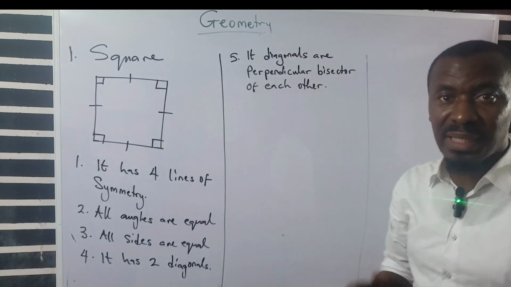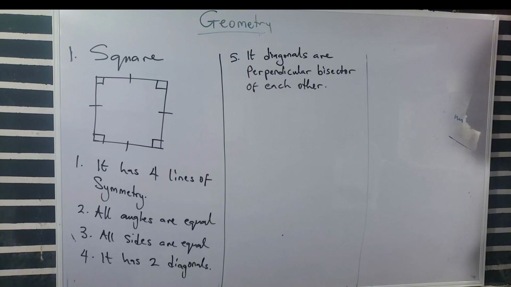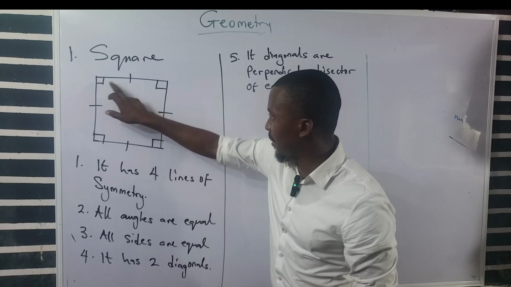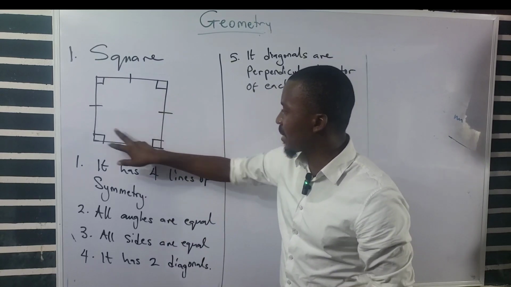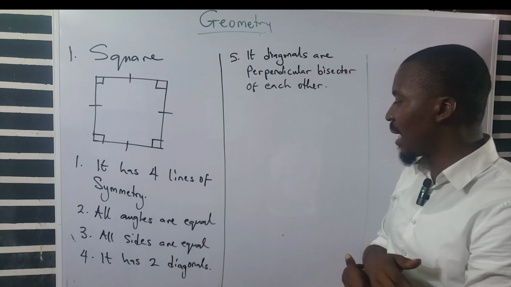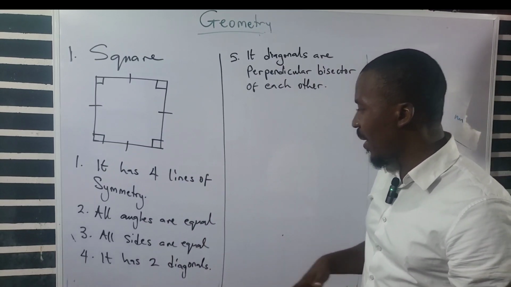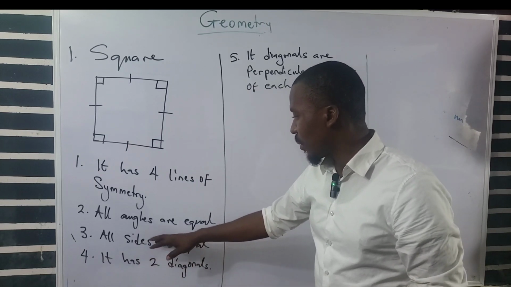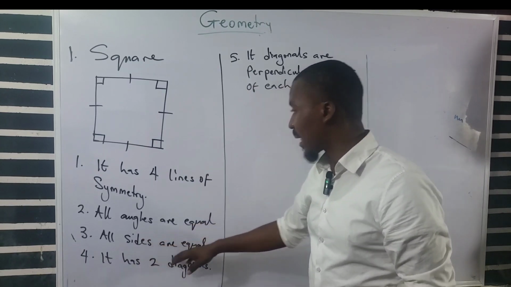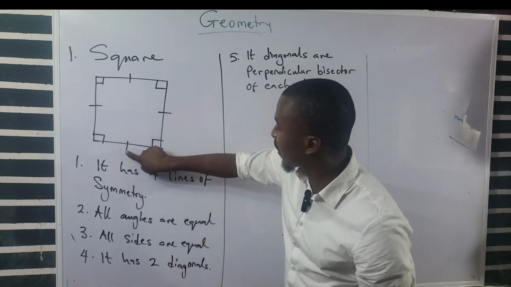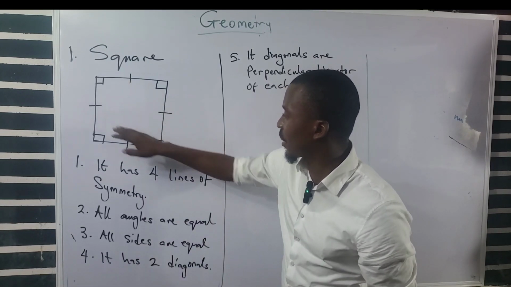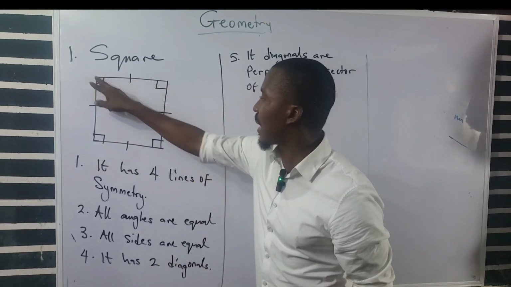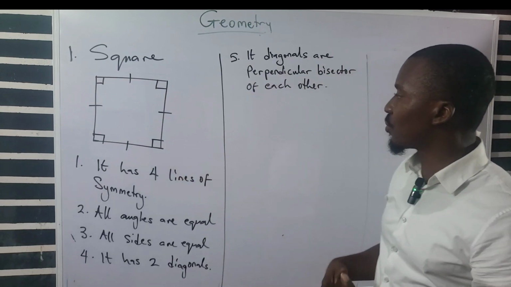Okay, so we can say that it has what? Four lines of symmetry. Now, all angles are equal. So you can see here is 90 degrees, here is 90 degrees, here is 90 degrees, and here is also 90 degrees. So they are all 90 degrees. Okay, it has four angles. It has four sides. Okay, all angles are equal and all sides are equal. So you can see the indication that all sides are equal. Now it has two diagonals, so you can cut this way and you can actually cut this way. Okay, so that's the two diagonals.